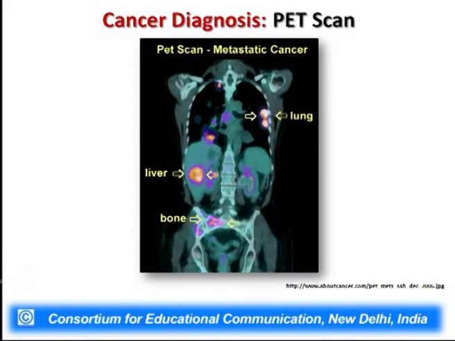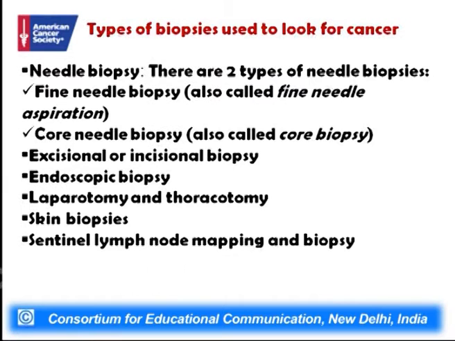Now, this image shows the PET scan of a metastatic cancer. We can see there are lumps which are showing bright in color. These are the lumps which have metastasized. We can see these lumps in the lung region, liver region and bone region. So, this is a metastatic cancer which has spread to various distant parts of the body through the blood vessels and the lymphatic system.